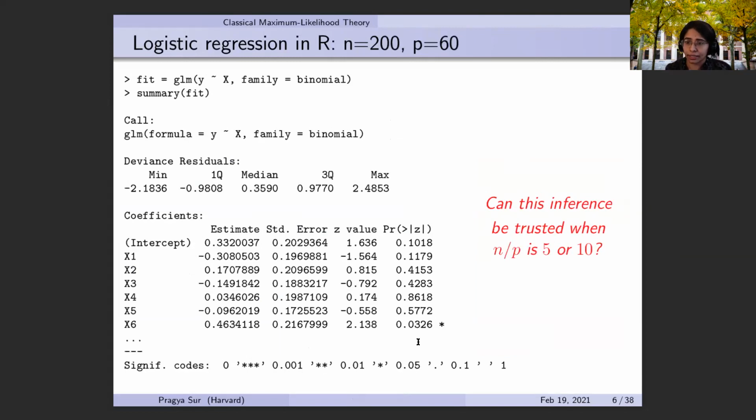Now, today's talk is going to be about the following question. Can we trust this inference when the number of samples and the number of features are both moderate or moderately large, where the ratio p by n is like 5 or 10? For instance, you could have a setting where n is 200 and p is 60, or a setting where n is 20,000 and p is also comparatively large, keeping the ratio the same. So this can capture many different settings. That's the question we will pose today.